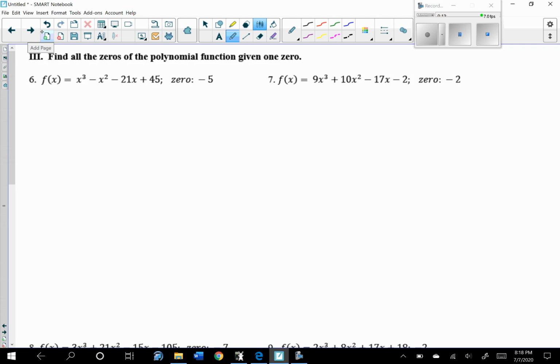Looking at the next one, it says find all the zeros of the polynomial function given 1, 0. So again, that means that when you do your synthetic division, the remainder should equal 0. If it does not, then we did something wrong. So now we're saying the 0 is negative 5. So again, you could just plug in negative 5 for your x's. If you get 0, then you know it is going to be a 0 of the function. So we're finding all the zeros. Notice it didn't say factor.